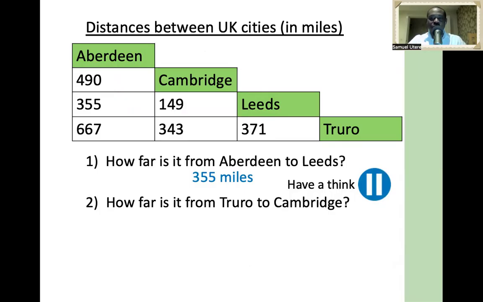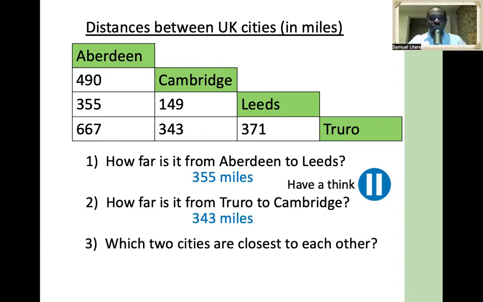Next question, how far is it from Truro to Cambridge? You try this one. Right, I'm sure you did this. So you can see Cambridge is there and Truro is there. Where they meet, you look down the column of Cambridge and across the row of Truro. Where they meet is 343 miles.